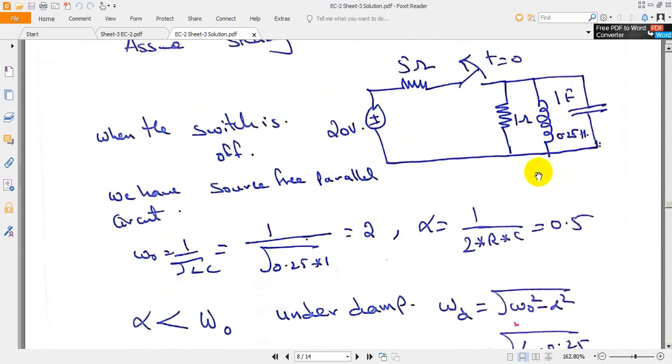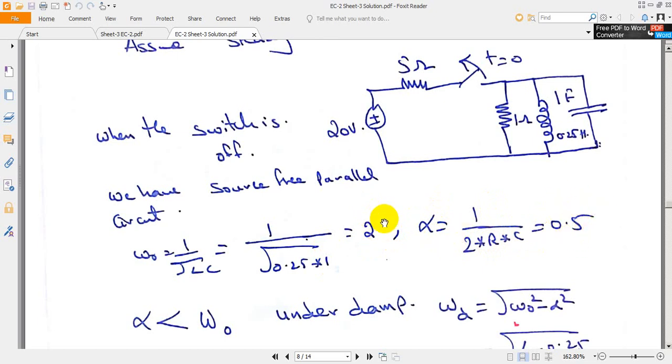For such circuits, we need to identify the damping condition. To do so, we need to evaluate omega naught, which is equal to 1 by square root of LC. Substitute the values of L and C, and you will get 2. We also need to calculate the alpha value. Alpha is equal to 1 by 2RC. R value is 1, C value is 1, so you will get 1 by 2, which is equal to 0.5.